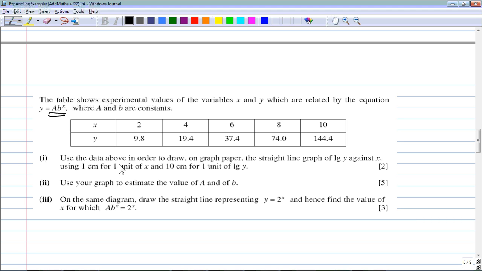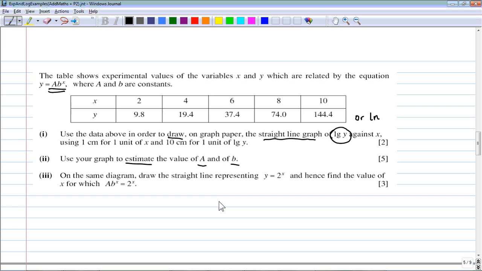So here they ask you to use the data to draw the straight line graph, and they actually tell you to use log base 10. If they don't tell you what base to use, it doesn't matter. That's important to understand. It will work anyway, whichever base you use. So in this example you would use log base 10. In other examples you can use log base e. It's usually the easiest because you have that on the calculator. They give you the scale, and then they ask you to plot the graph, and then they ask you to estimate a and b. Okay, so we just learned how to do that.